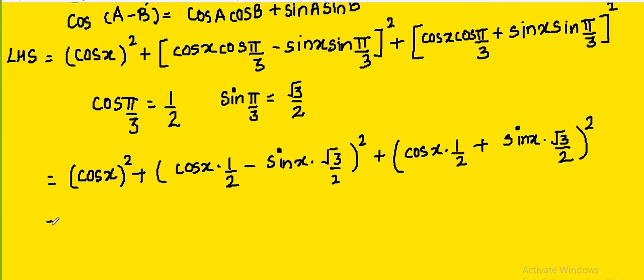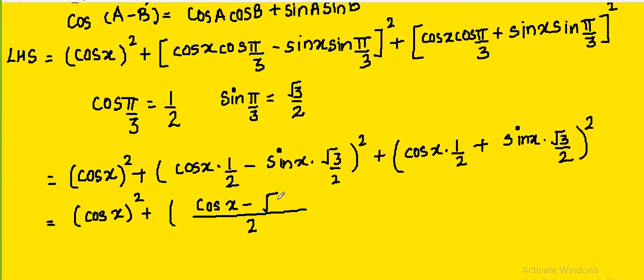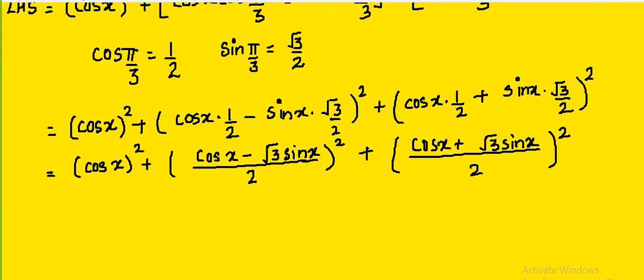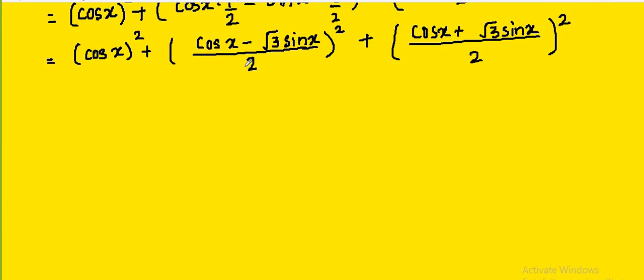This can be further written into simplified form as we have the same denominator 2, so 2 is the LCM. So taking 2 as LCM, we have cos x minus root 3 sin x whole square. Similarly here also we have 2 as the LCM, we have cos x plus root 3 sin x whole square. All we have to do now is just open the whole square.